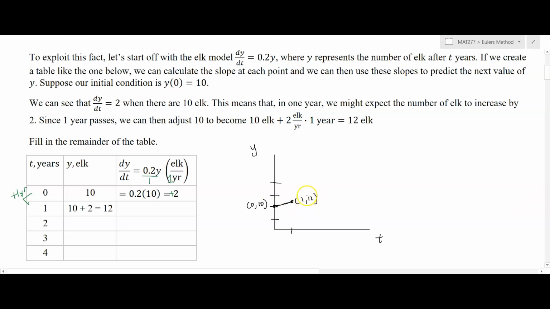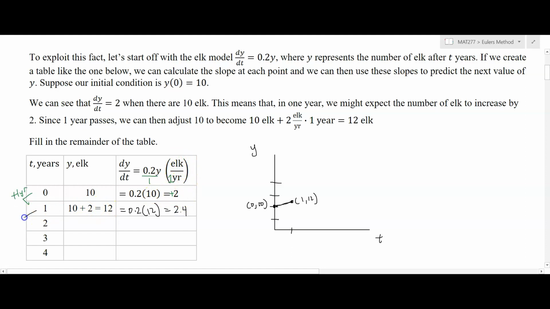Now, this is going to be wrong because inherently we just assumed a constant rate of change for any period of time. And for any period of time, the rate of change is not actually constant. So the new dy/dt is now going to be bigger because now there are more elk reproducing. And so 20% of 12 is going to give me 2.4. And we're not going to round that. We're just going to assume this could be hundreds of elk, millions of elk per year, whatever.